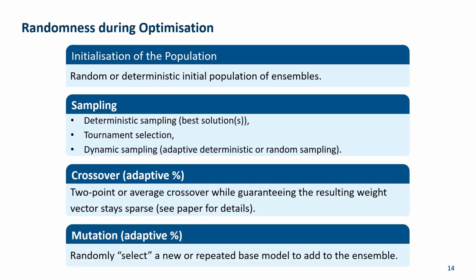And lastly, for mutation, we follow the idea of greedy ensemble selection, but randomly select a new or repeated ensemble member. This guarantees that mutation keeps the resulting weight vector sparse. Furthermore, we also randomly decide whether we mutate or not with an adaptive likelihood.